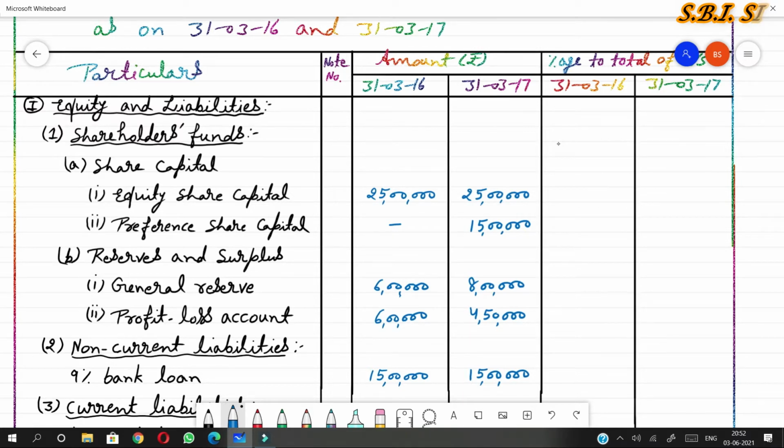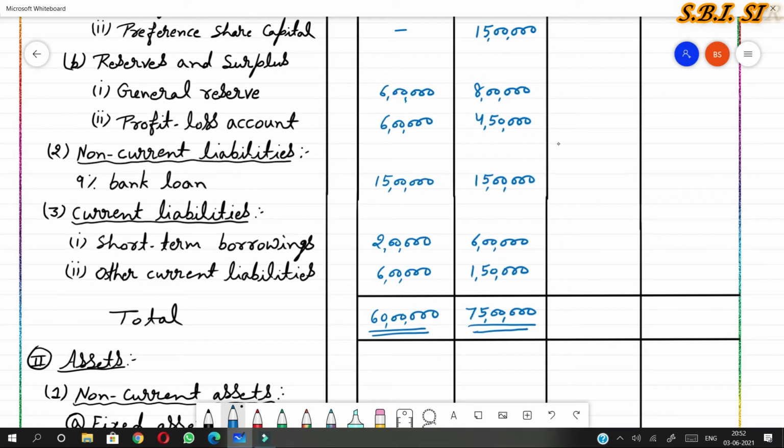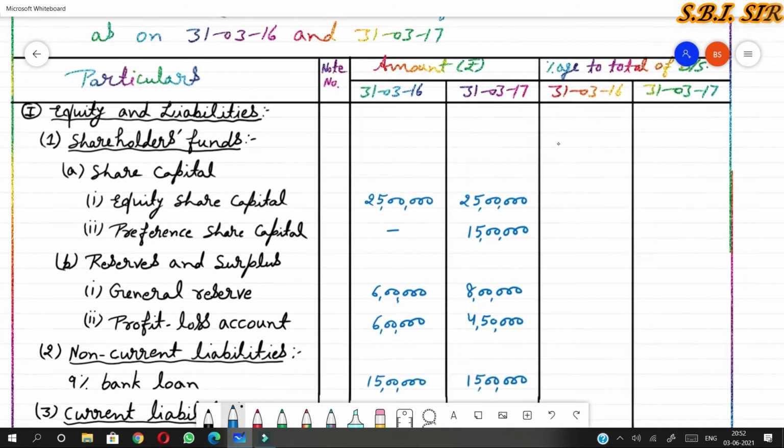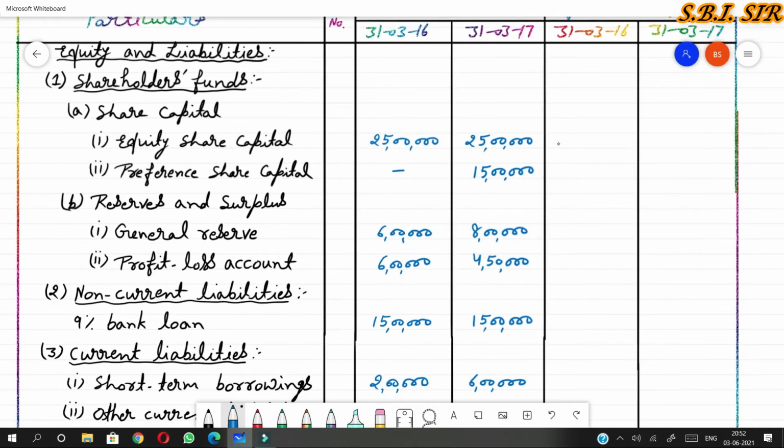So for the year 31st March 2016 we have to take 60 lakh as a denominator and multiply by 100, then we will get the percentage for the year 31st March 2016. Let's start. 25 lakh divide by 60 lakh multiply by 100, then we will get 41.67 percentage. Preference share capital, there is nil balance, so we will make here dash.